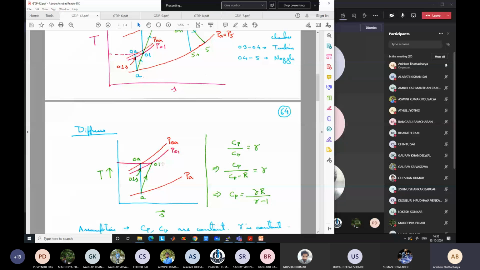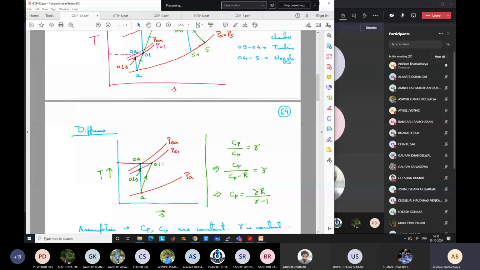The number of compressors will be decreased. Correct. So if we have a better quality of diffuser, we get as near to P0A as possible. And in the ideal situation, this 01 will coincide with 0A and P01 will become P0A.